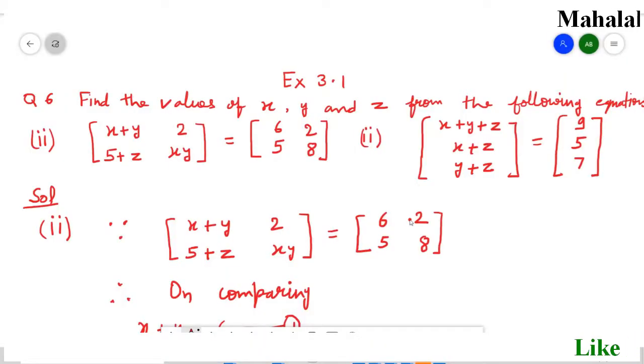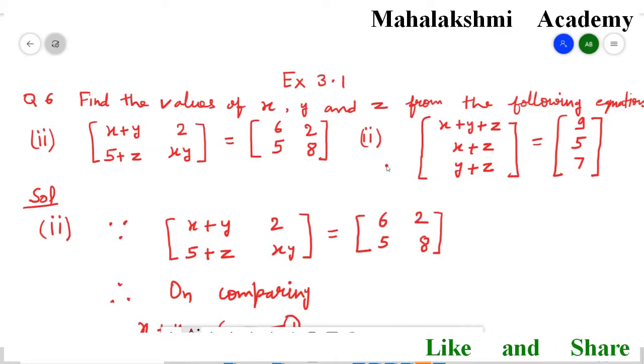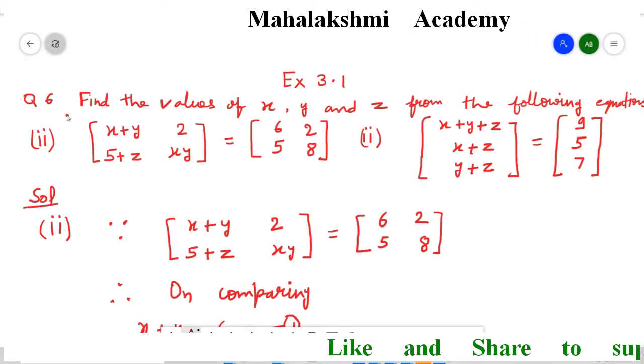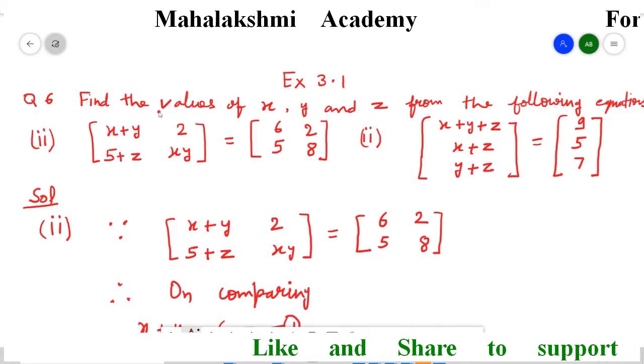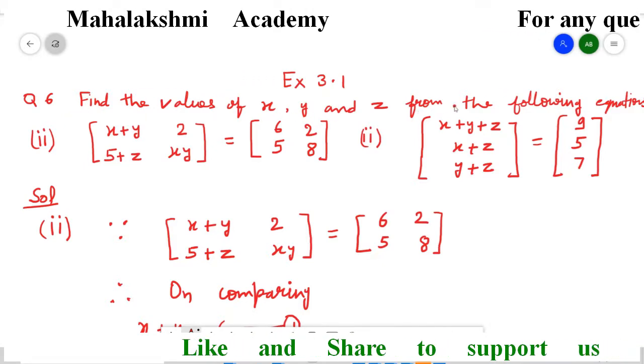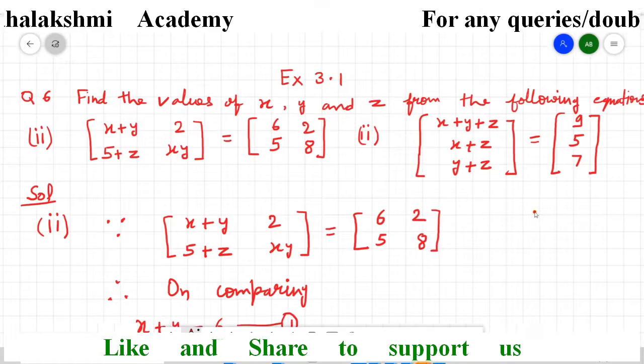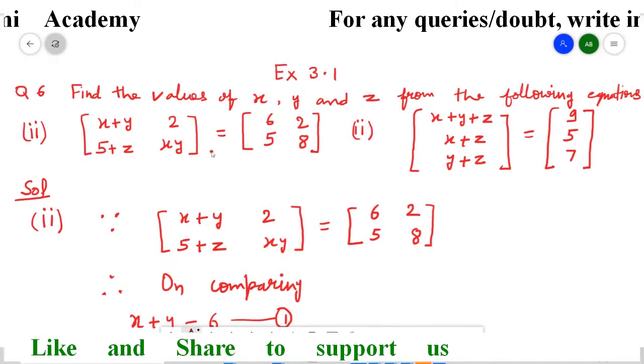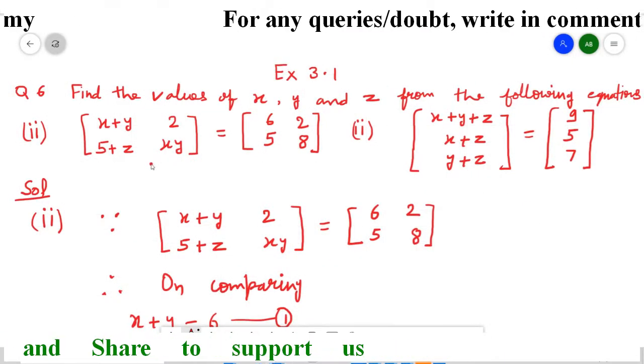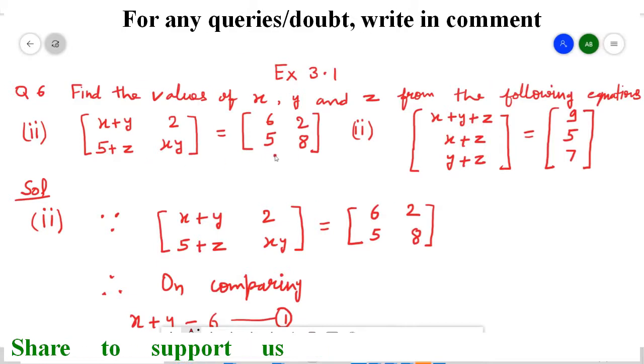Hello everyone, I am going to explain some questions from exercise 3.1 from 12th class maths. Today we will start with question number 6. Find the values of x, y, z for the following equations. These equations are given in the form of matrices. Here the left matrix is equal to the right matrix.